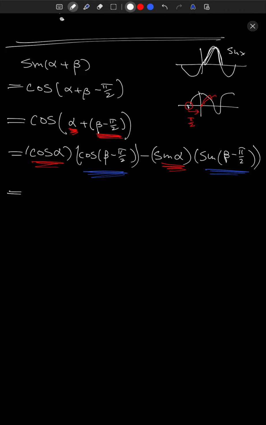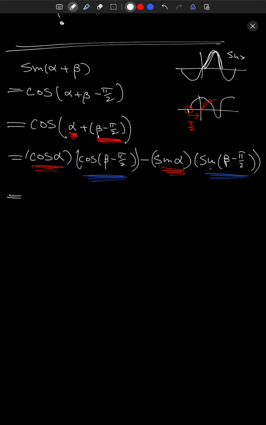One thing you could do at this point is to use the cosine identity here to resolve this cosine beta minus pi over 2, the same identity again. But the problem is you're not going to be able to do that with the sine because we don't know what the identity for sine is right now. We're actually trying to figure it out. So the point of view I'm going to take is, again, looking at the pictures.